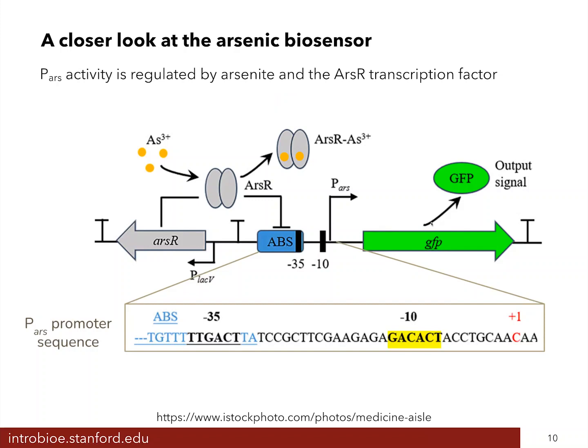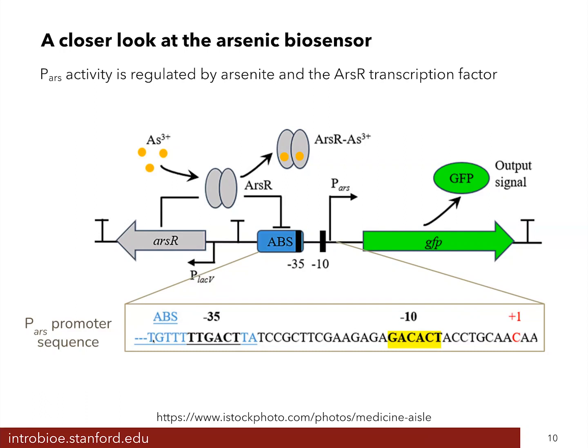Remember that the bacteria makes a lot of GFP in response to arsenic in the water. Expression of GFP is driven by this promoter called PARS. PARS has a binding site in it for a transcription factor called ARSR. So ARSR is a protein that's made constantly in this bacteria. That protein would usually bind to the PARS promoter sequence and prevent any activity of this promoter.